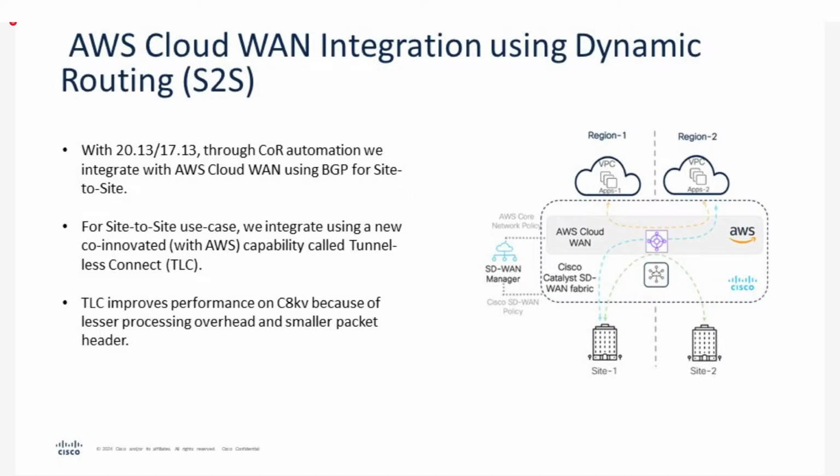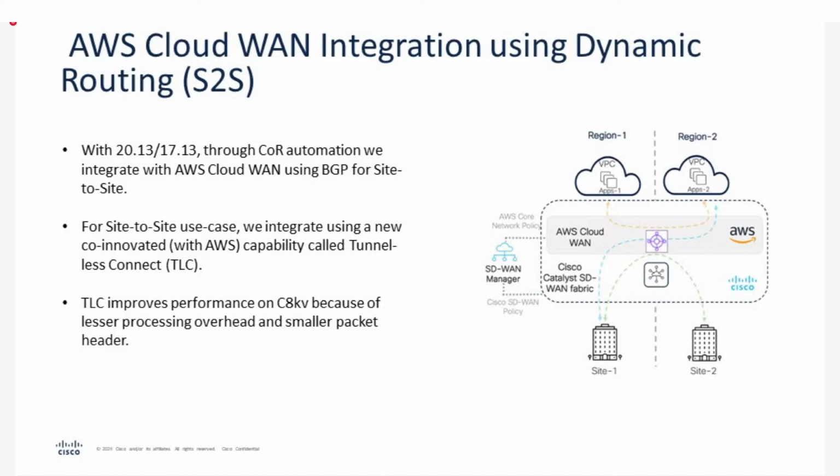So to mitigate this issue in 20.13, through the cloud on-ramp automation, we have integrated the SD-WAN with the AWS Cloud WAN. Instead of using a static route, we are now using BGP as the routing protocol between your site-to-site use case. Also, we have a new capability introduced with this release, called the tunnel-less TLOC or TLC, which will be used for site-to-site use case integration whenever we have the SD-WAN with the AWS cloud.